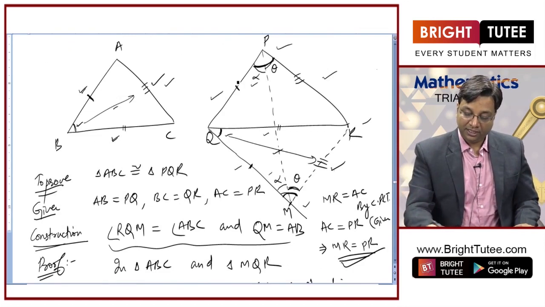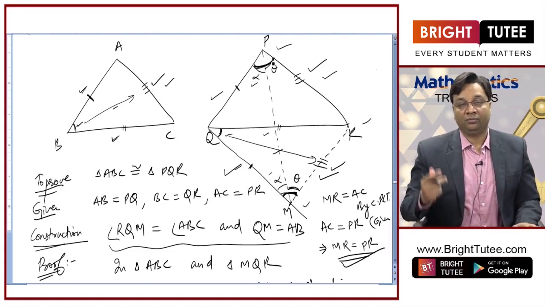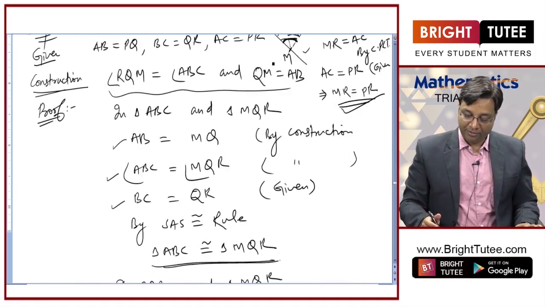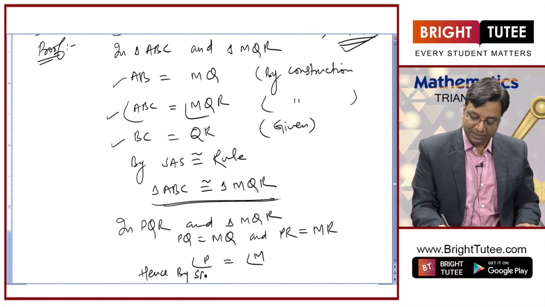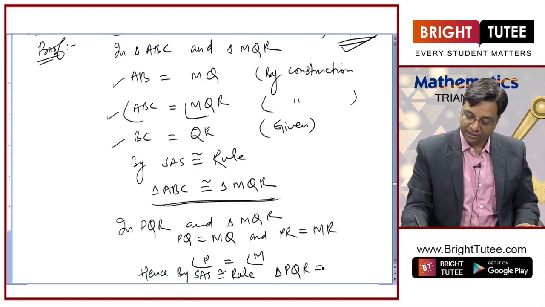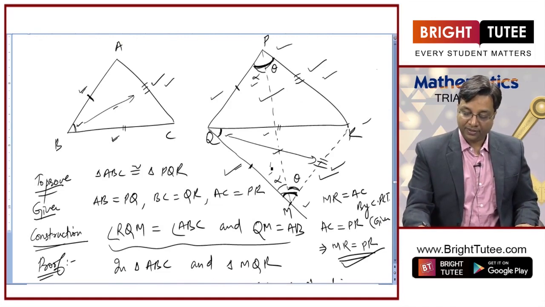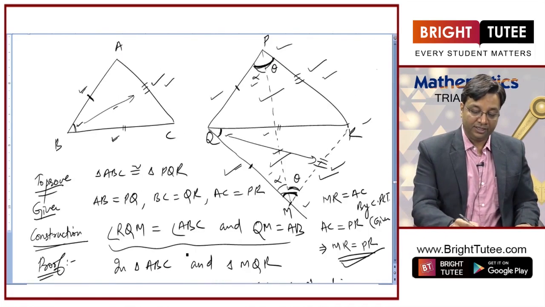So now this side is equal to this side and this side, and the included angle is also equal, which we have shown by using the property of isosceles triangle, that angles opposite equal sides are equal. So angle P is equal to angle M. Hence, by the side angle side rule, triangle PQR is congruent to triangle MQR. Now see, triangle PQR is congruent to triangle MQR, and triangle MQR is congruent to triangle ABC, right?